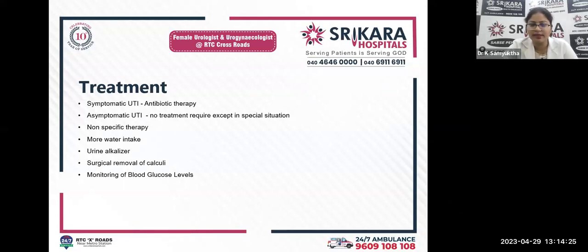The other thing is asymptomatic. That is, the patient does not have any symptoms, but when he's gone for a general checkup, a urine CUE test has been done, and in that pus cells have been detected. In such situations, antibiotic need not be given. It is not necessary. Only in special situations, like if the patient is pregnant, or a bedridden patient who is on Foley's catheter for a very long time, or if the patient is immunosuppressed, that is, if they are using drugs which reduce their resistance, only in certain special situations, even if they don't have symptoms, we still treat the UTI. Otherwise, asymptomatic UTI does not require any antibiotic medication.